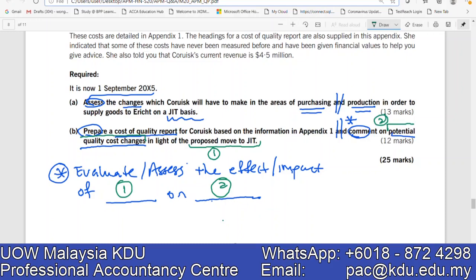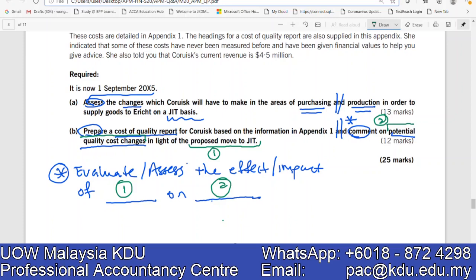Read the whole sentence. This task has the same meaning as evaluate the impact of proposed move to JIT on potential quality cost changes. You understand what I'm saying? This is the most common type of question in APM, which unfortunately, is also the question students did very badly.